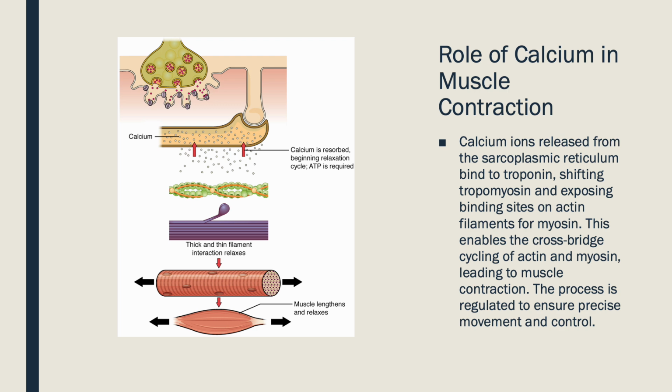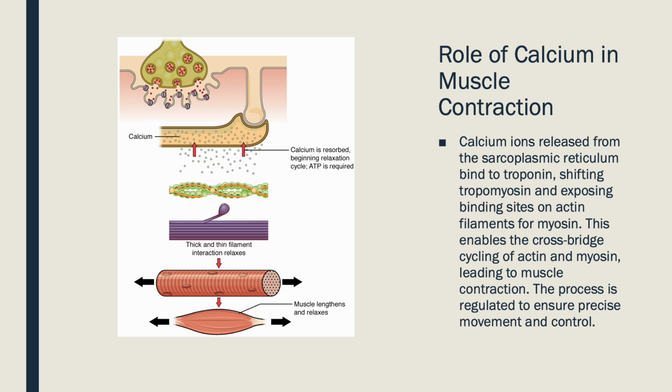Calcium plays a vital role in muscle contraction. When that action potential reaches the muscle fiber, it will trigger the release of calcium ions from the sarcoplasmic reticulum into the cytosol of the muscle cell. Those calcium ions bind to troponin, the regulatory protein that controls the position of tropomyosin on the actin filaments. When calcium binds to troponin, it causes a conformational change that shifts tropomyosin. This will expose the active sites on the actin filaments, and this is where our myosin heads can attach.